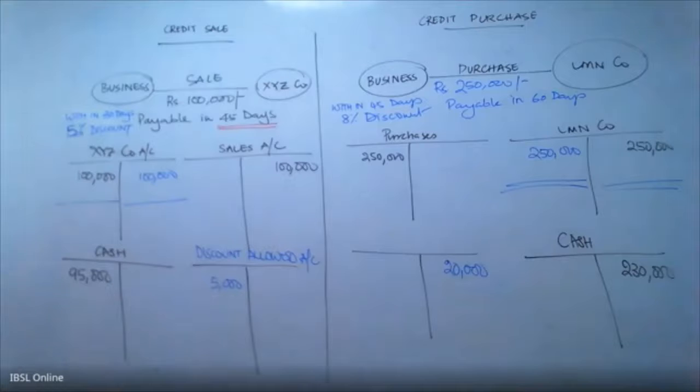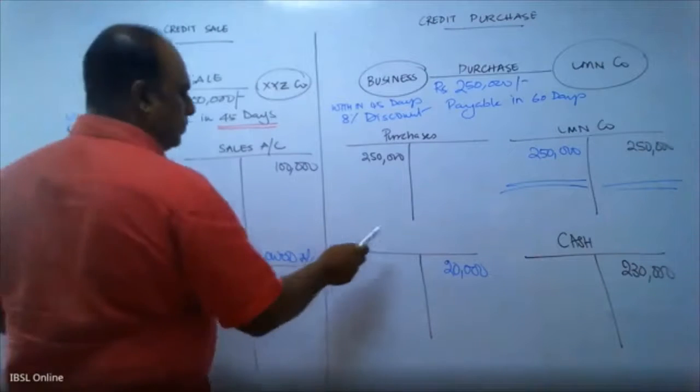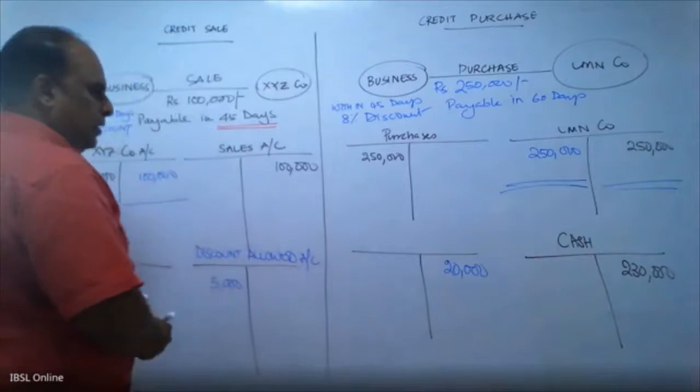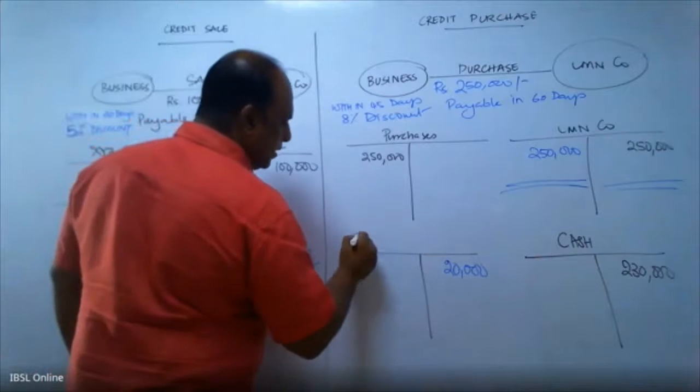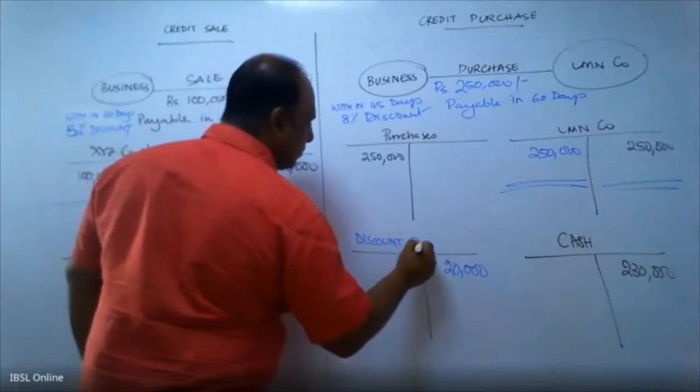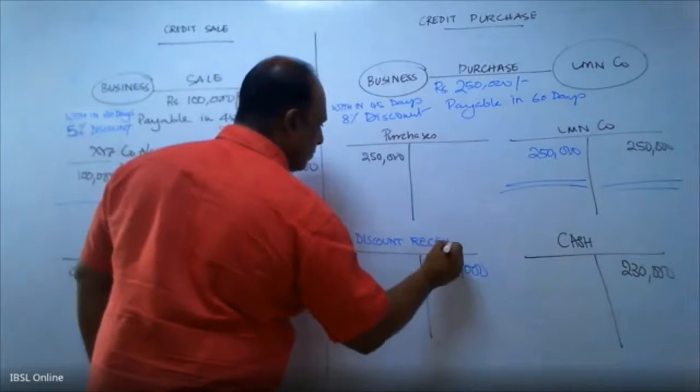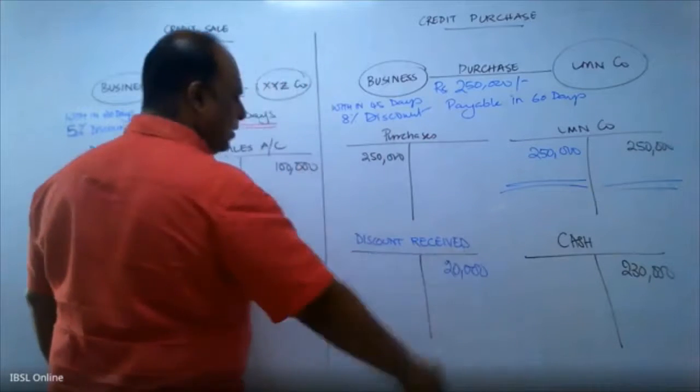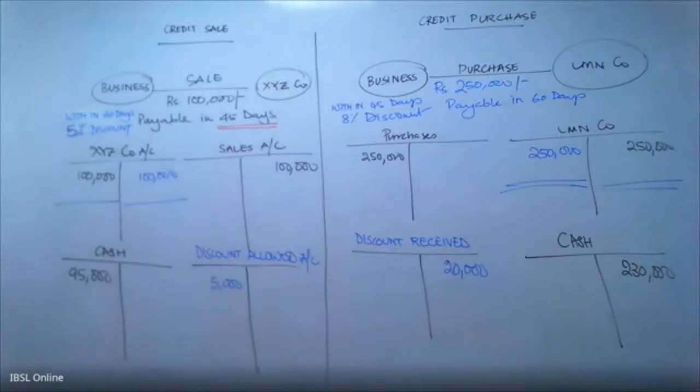So what is this place called now? This is discount received. Discount received. Do you understand that? How the discount allowed and discount received work? Right? Okay? Take down.